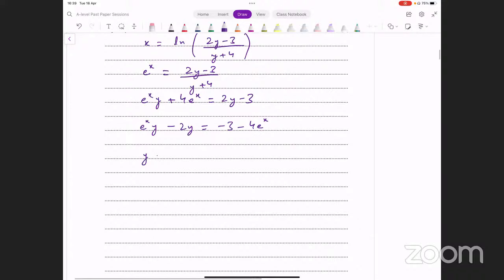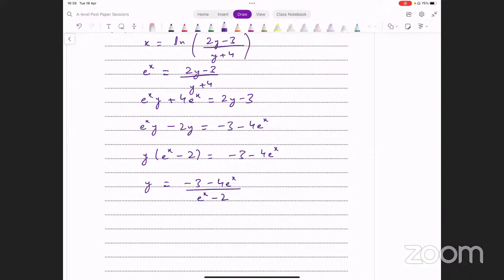Now we take y common here. When we do that, we get y into (e raised to power x minus 2) equals minus 3 minus 4 e raised to power x. Now we can take e raised to power x minus 2 to the other side, and that would become y equals (minus 3 minus 4 e raised to power x) divided by (e raised to power x minus 2).